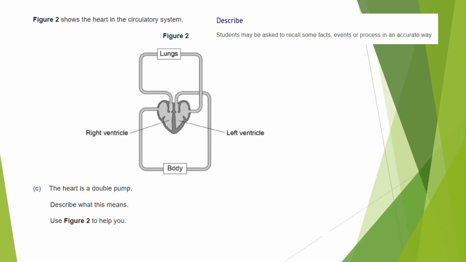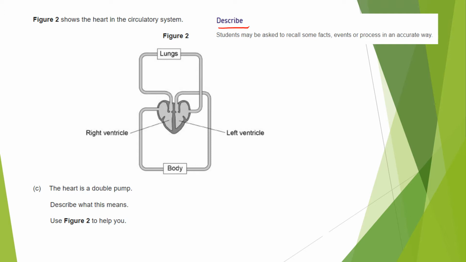The next command word we're going to look at is describe. Now, describe means say what you see, so recalling facts and processes in an accurate way. So the question says, the heart is a double pump. Describe what this means to you and use figure 2 to help you. So it's giving you a figure there, which is great.